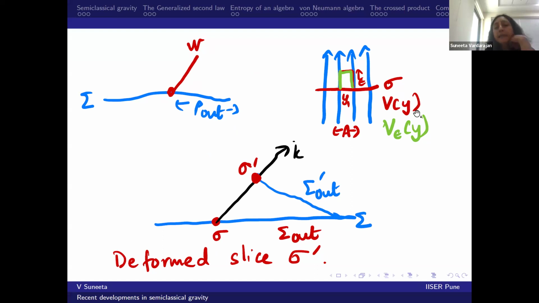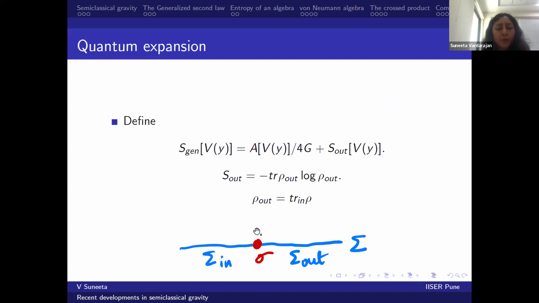Now I can define the generalized entropy for this Cauchy surface exactly like what I have done here. The generalized entropy is a function of the slice that I have chosen because it depends on sigma, and sigma depends on a particular slice V of y of the null hypersurface. So here I now tell you why I put V of y in the argument. This is a generalized entropy associated with this particular slice V of y.